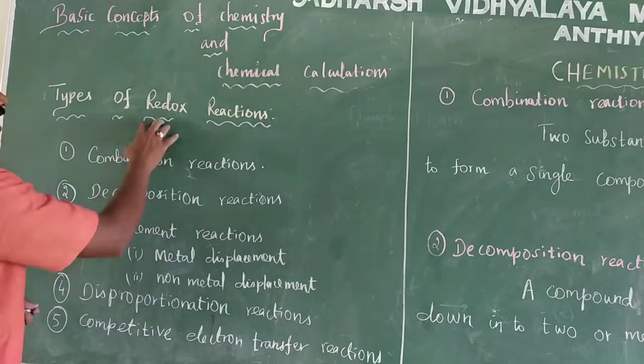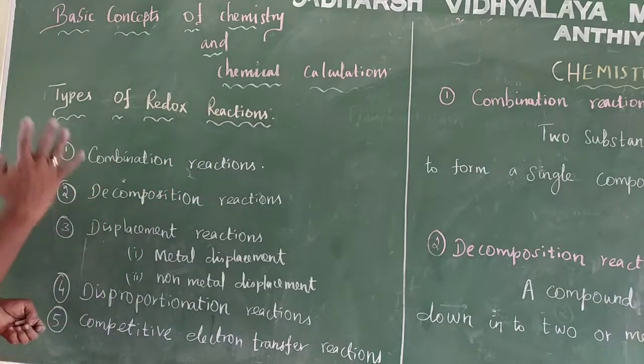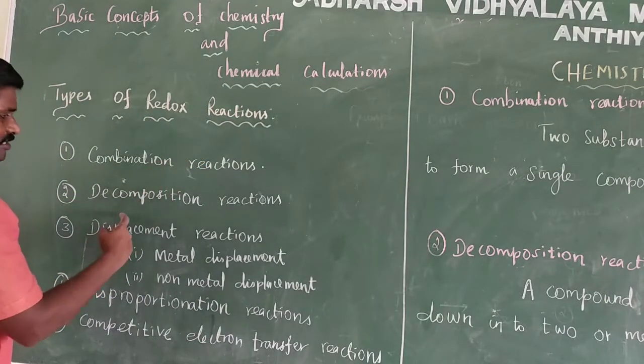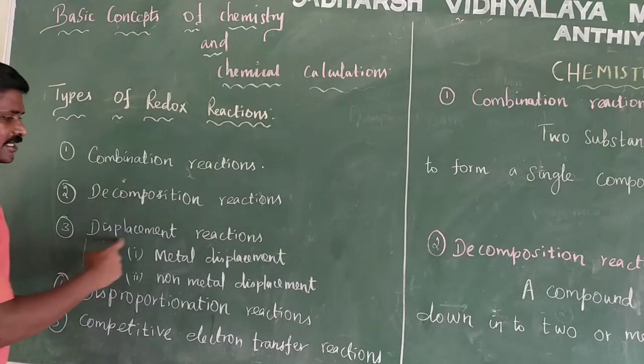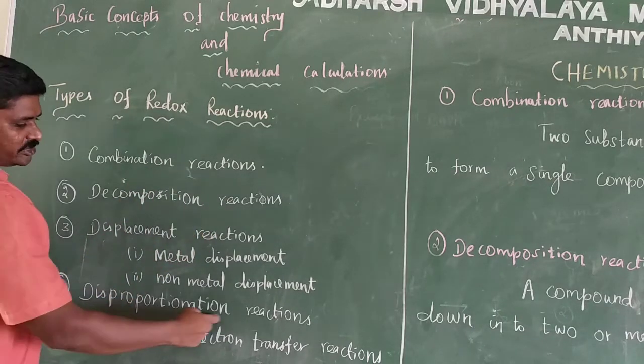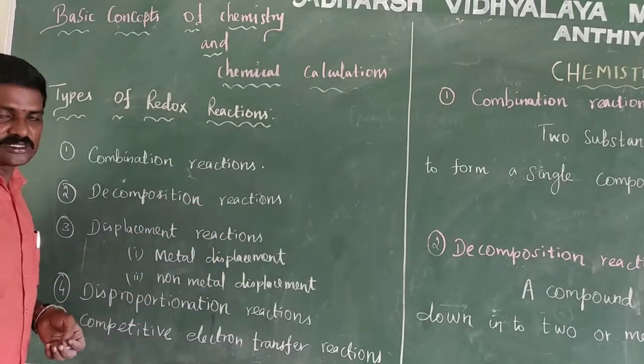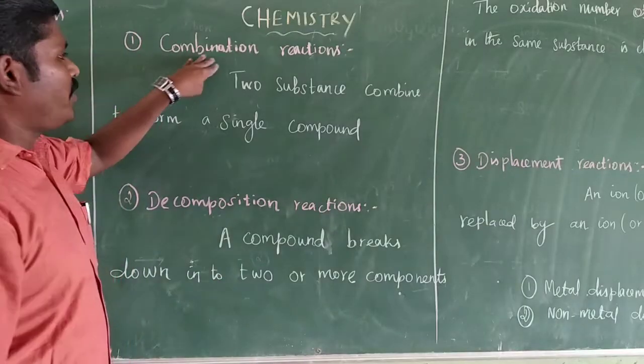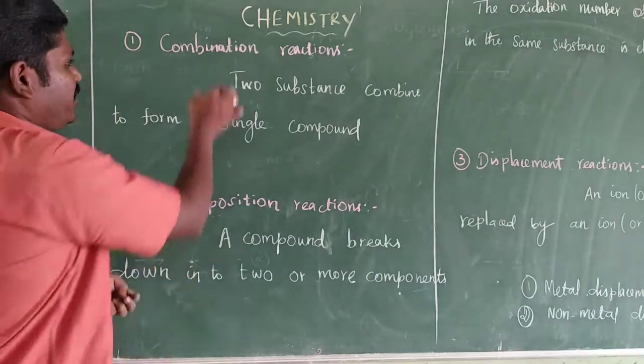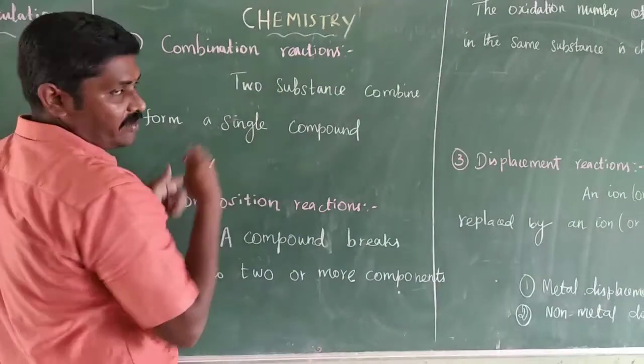So the redox reactions are classified into 5 types: combination reaction, decomposition reaction, displacement reaction, disproportionation reaction, and competitive electron transfer reactions. The first one is combination reactions.